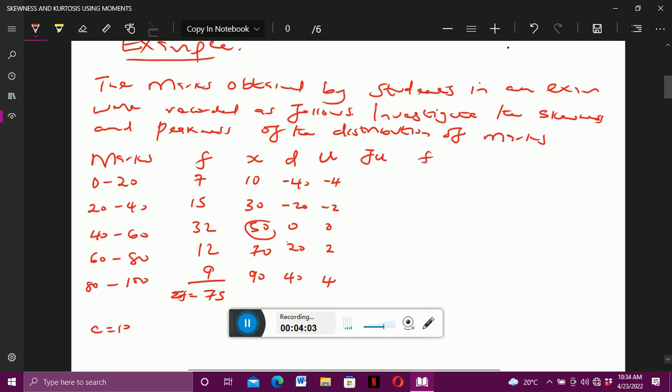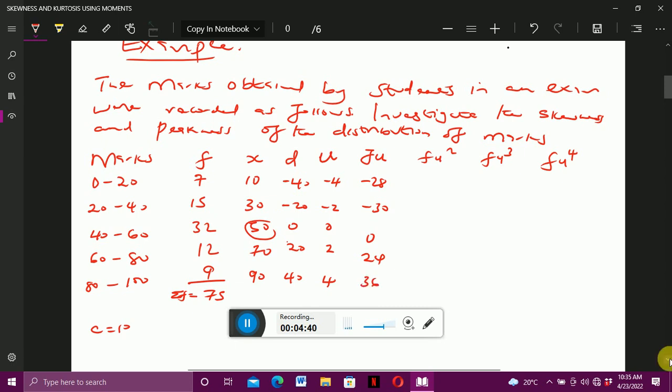Then we can now have fu, fu squared, fu cubed, and fu raised to power 4, because we are investigating both the skewness and kurtosis. The skewness requires up to fu cubed, but the kurtosis requires even fu raised to power 4. So f times u is negative 28, negative 30, 0, 24, 36.